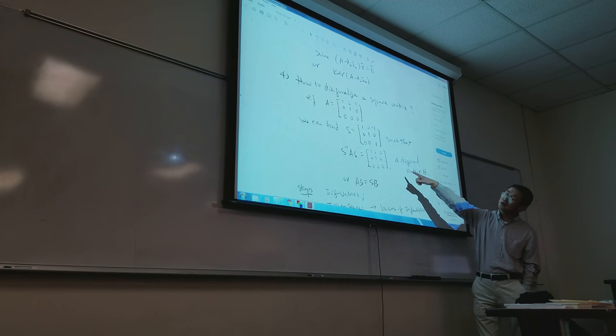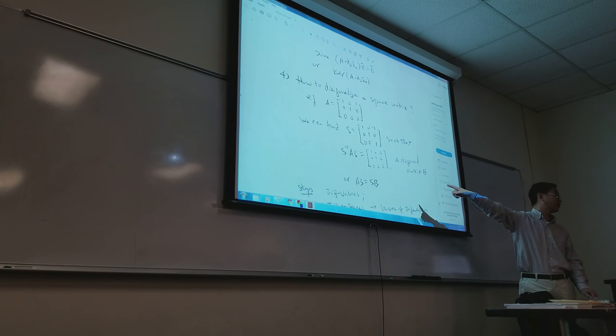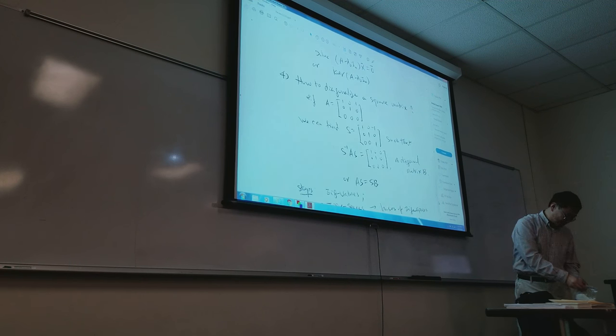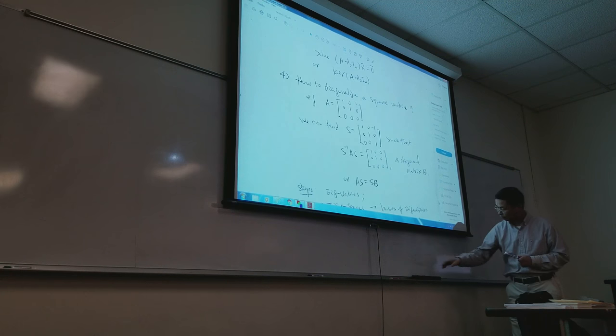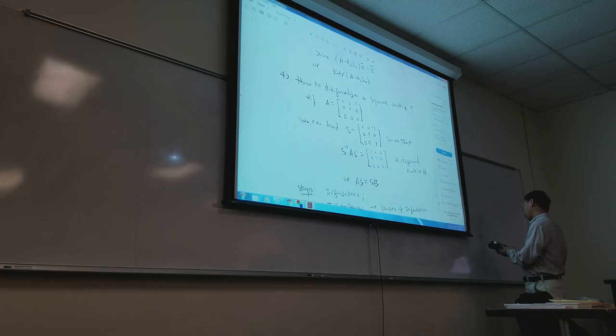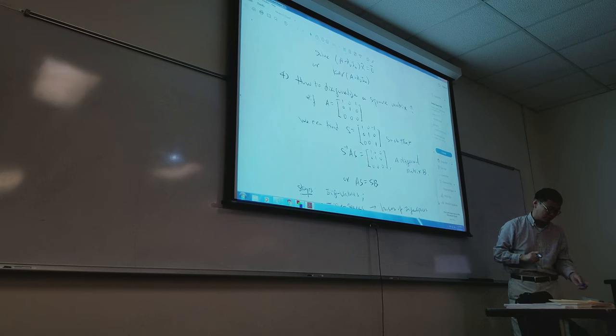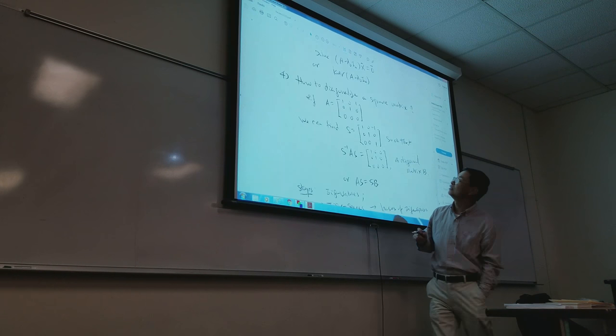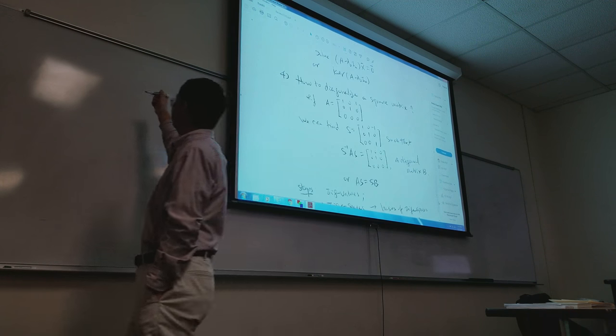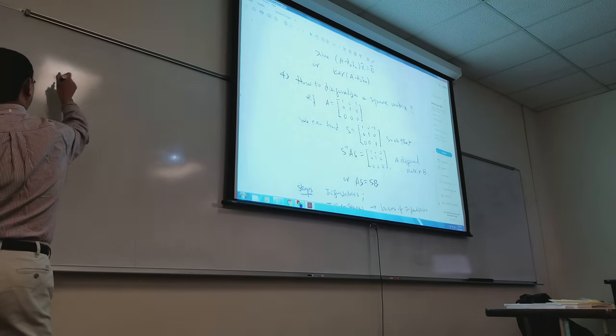Let me try to solve this problem. I did not prepare. Let me try to solve it by hand, if I can. Suppose this is a final exam. I did not solve it beforehand, I just copied it from the textbook. So now I'll try to solve it by hand. First, we will calculate the eigenvalues.